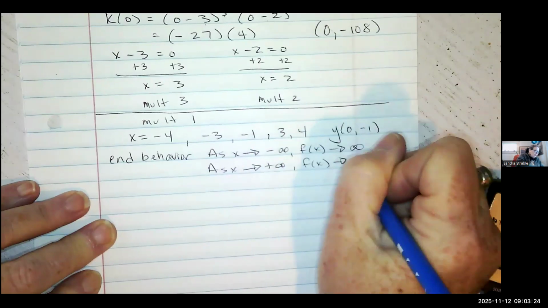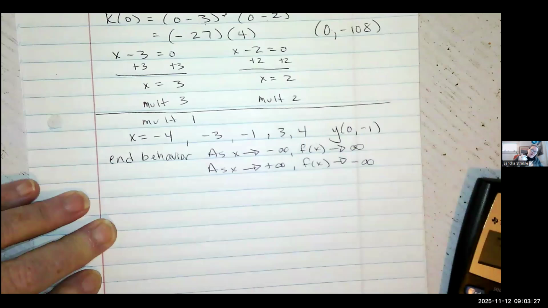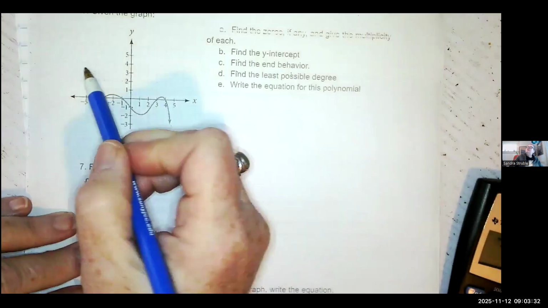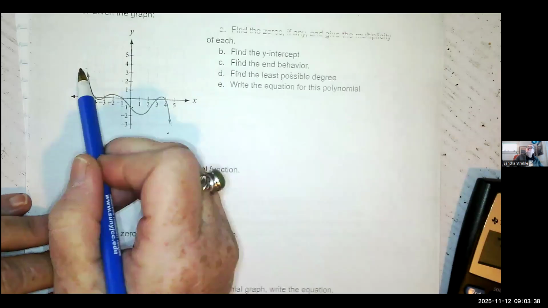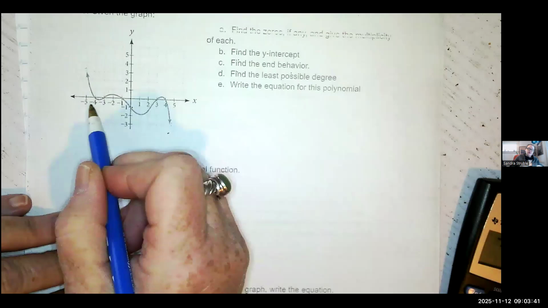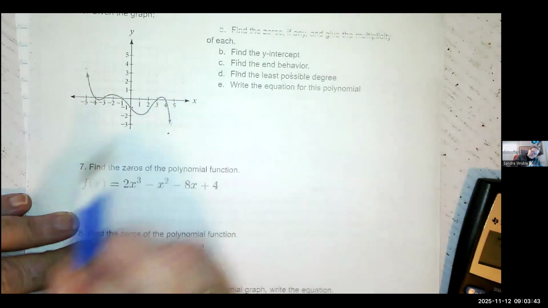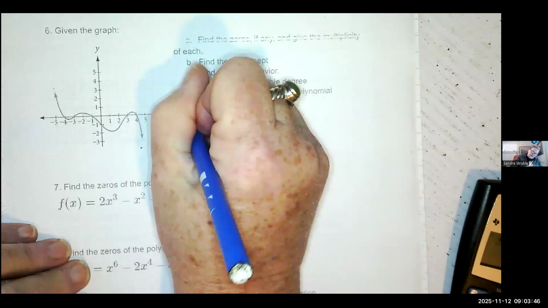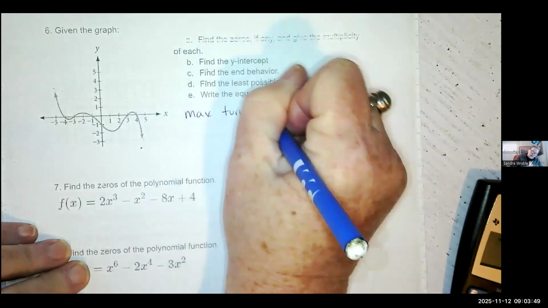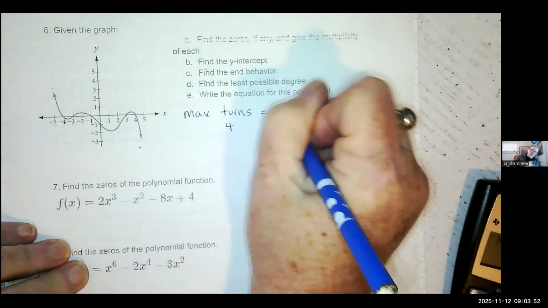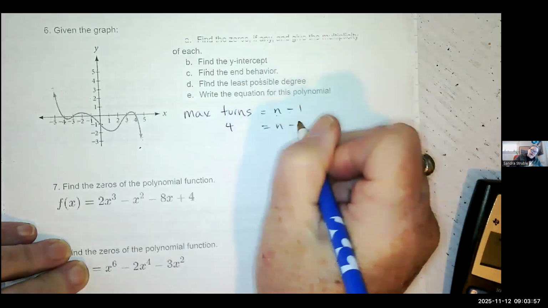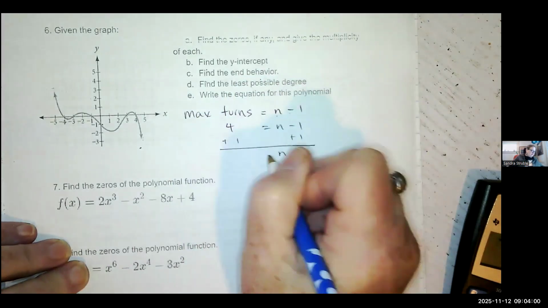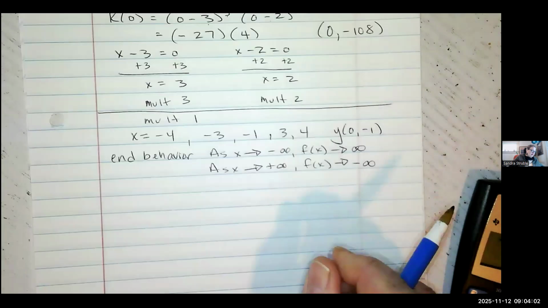All right. And then find the least possible degree. Well, I always base that on my max terms and the fact that it has to be an odd exponent for our degree because the ends are going in different directions. Our max terms are 1, 2, 3, 4 max terms. Max terms are degree minus 1. We have 4 max terms, so n minus 1 equals 4. Add 1 to both sides. So we have at least a degree of 5. Least possible degree of 5.